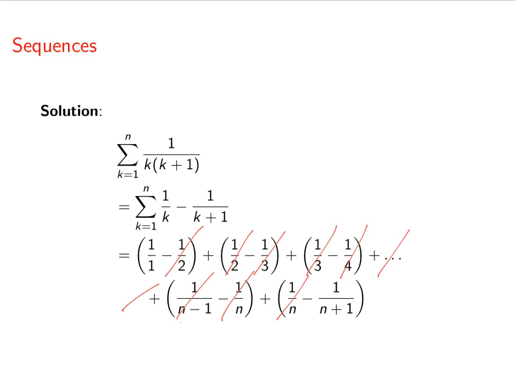So let's see what we end up with. Notice that the only thing that's left after all the cancellation is the 1 and the negative 1 over n plus 1. And so in our final result, we end up with 1 minus 1 over n plus 1. So a little bit of work actually gives us a nice expression that doesn't have any sums involved. Okay, that's all for now.